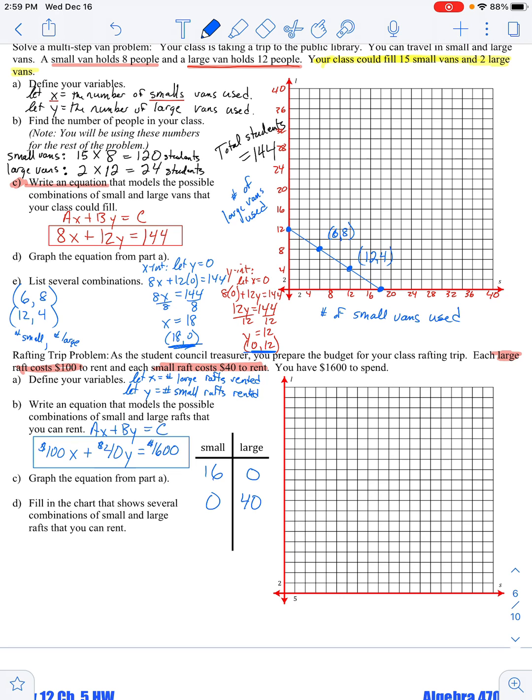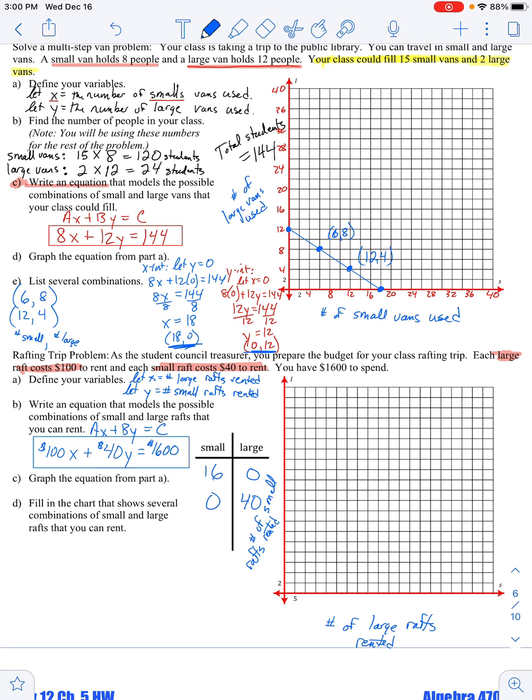Let's move into graphing, labeling. So here, let's label this axis here. If we're not sure, we look back at how we define x at the top. This is the number of large rafts rented. This axis over here, the number of small rafts rented.